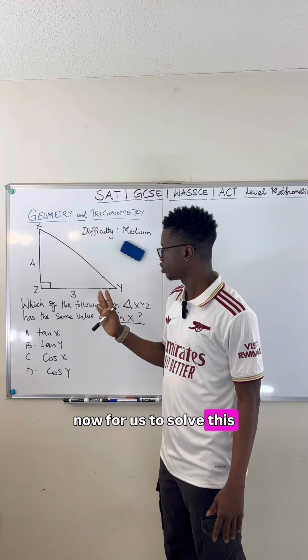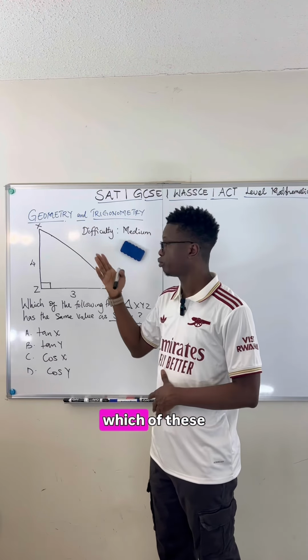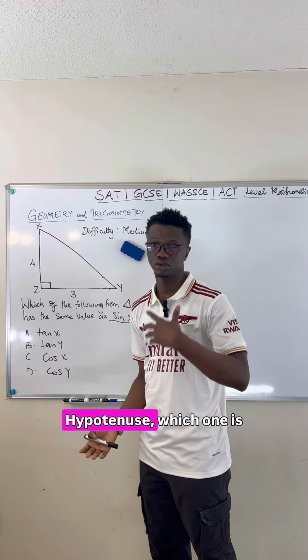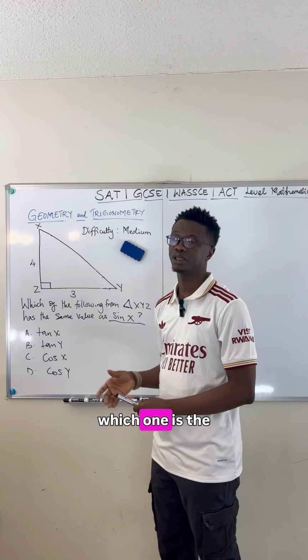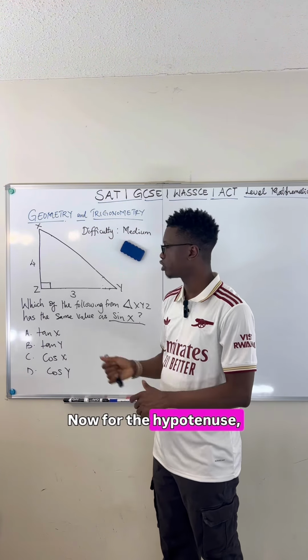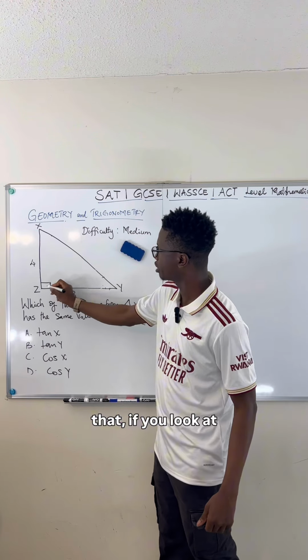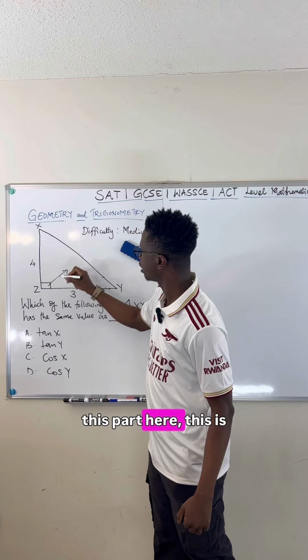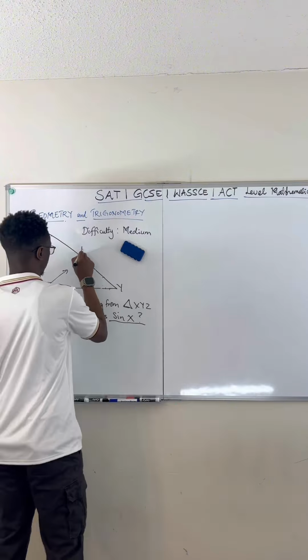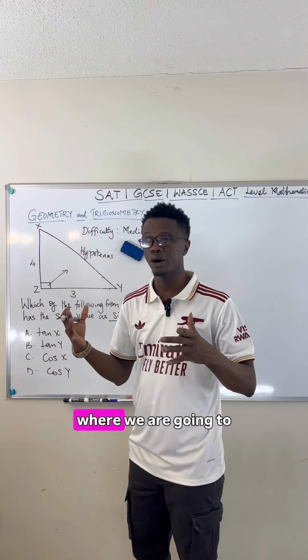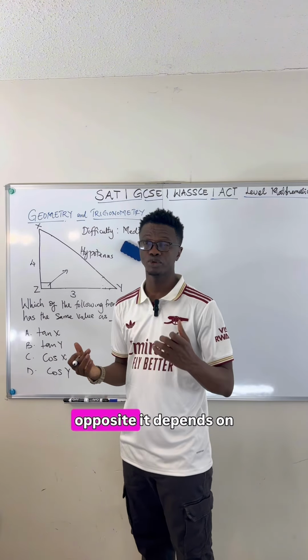Okay, now for us to solve this question, we have to identify which of these is the hypotenuse, which one is the opposite, and which one is the adjacent. Now, for the hypotenuse, whenever you have this right angle triangle symbol and the opposite of that, if you look at this way, this part here, this is the hypotenuse.